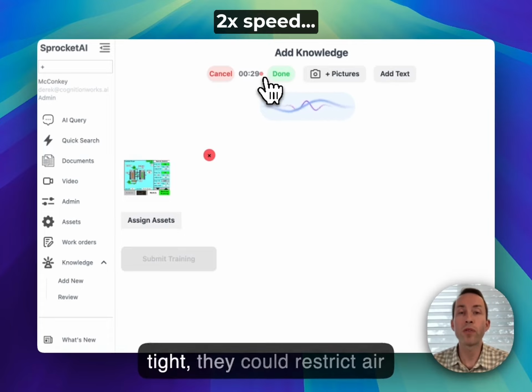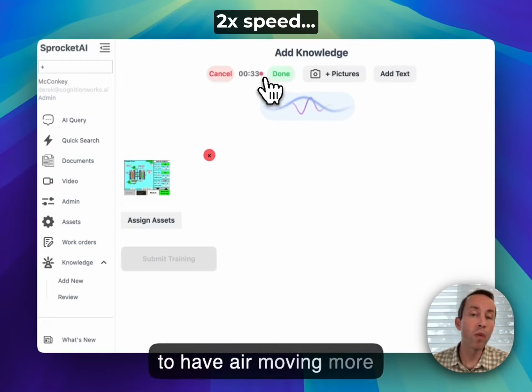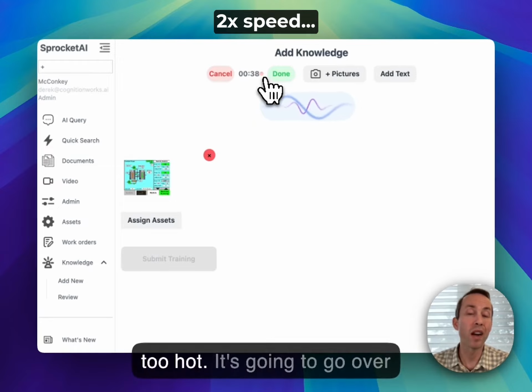The dampers, if they're too tight, they could restrict airflow, and when airflow is restricted, then you're going to have air moving more slowly through the crystallizer, which is going to mean that the exit temperature is going to get too hot. It's going to go over that 210.